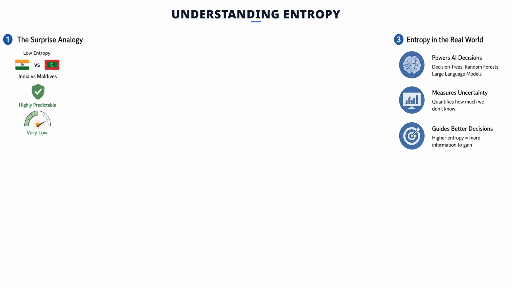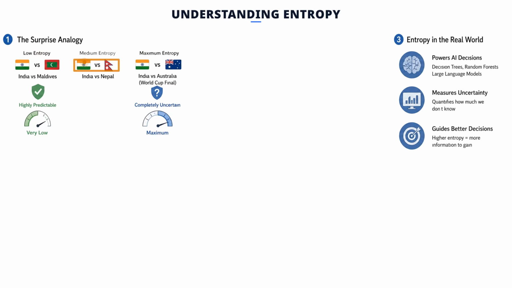Now contrast that with a World Cup final between two powerhouses like India and Australia. This is a true 50-50 situation. The outcome is completely uncertain and the suspense is absolute. This represents maximum entropy. There's also a middle ground. Take a match like India versus Nepal. India is highly likely to win, but there is always that small lingering chance for an upset. This scenario gives us medium entropy.